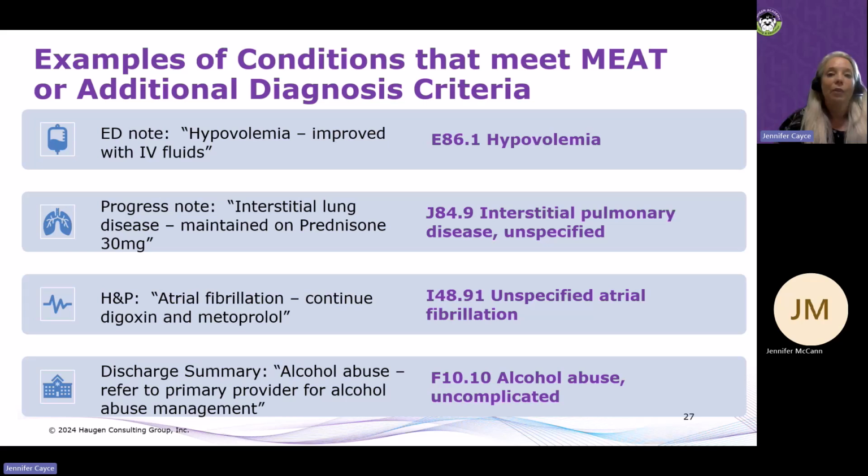In the third example, atrial fibrillation is documented in the H&P, and the provider states they will continue their medications. Again, this would be coded as an additional diagnosis. In our last example, the discharge summary lists a diagnosis of alcohol abuse, and the patient was referred for management. This also meets the criteria and would be coded. These are pretty straightforward because the provider did a good job of documenting that these conditions are currently being treated.